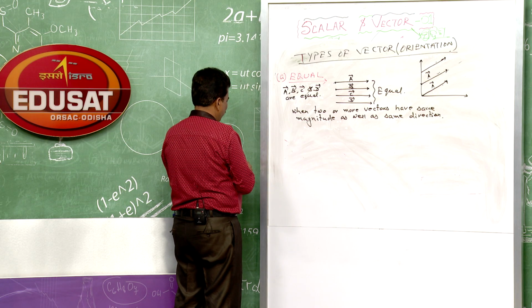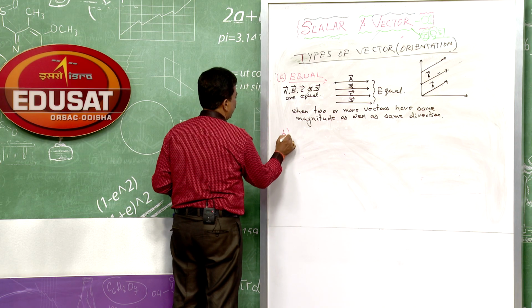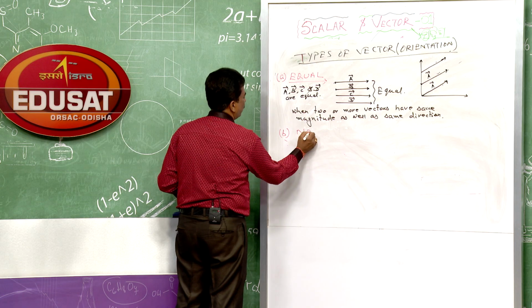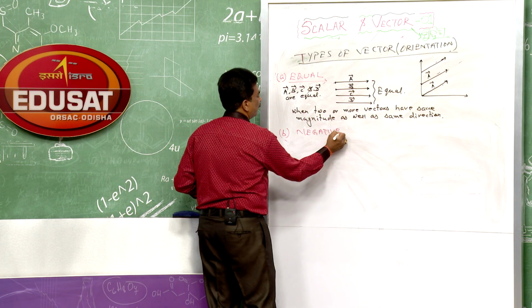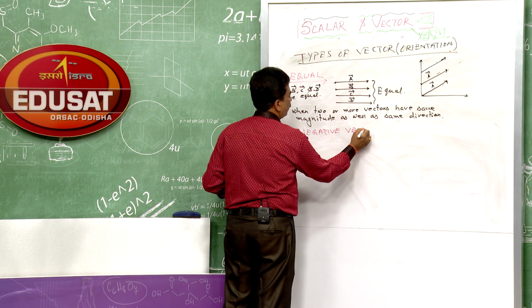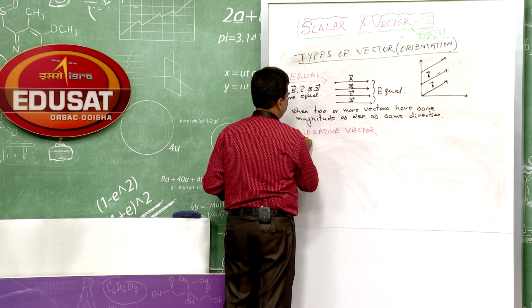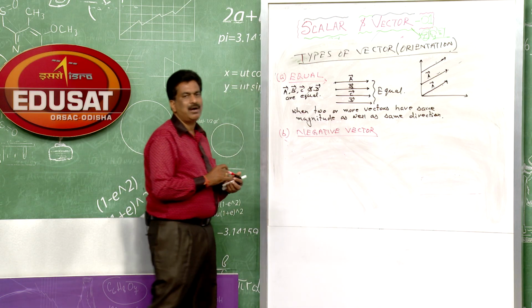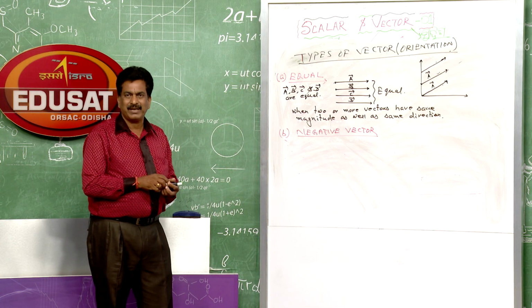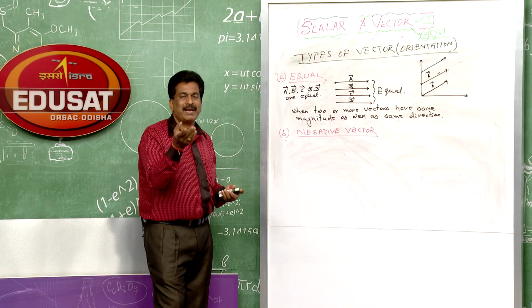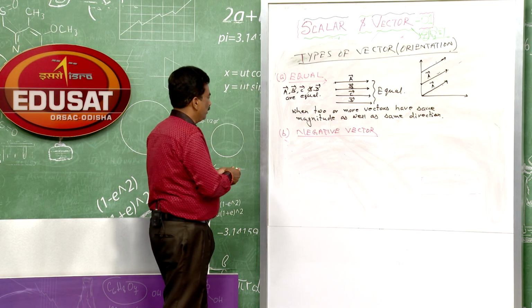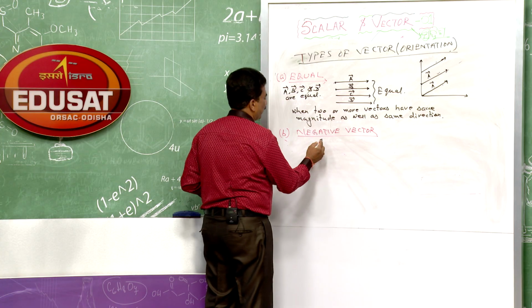The second one will be the negative vector. So negative means what? Just the opposite, that is the negative. Why are you always giving the negative answer? Means not in the direct but in the indirect way. Suppose this is the vector.